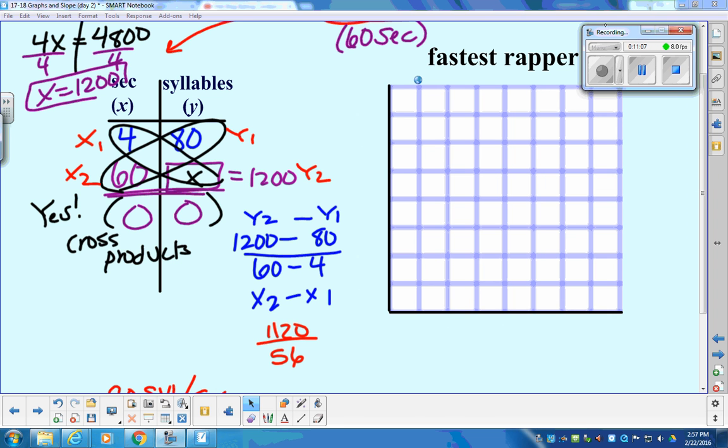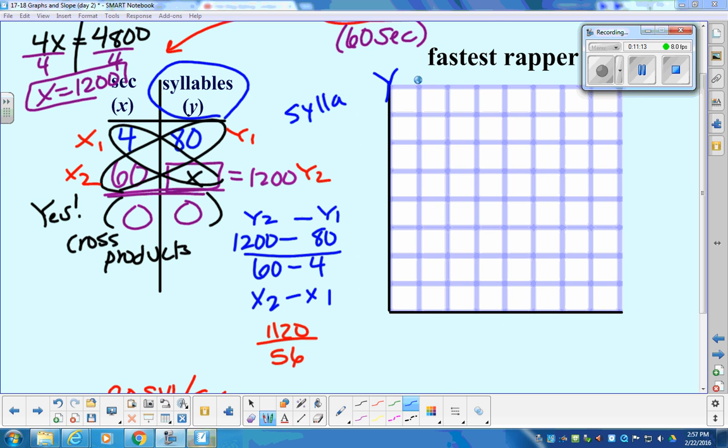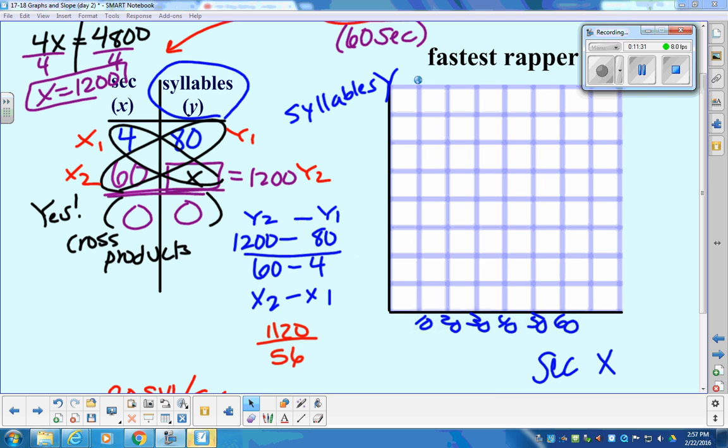And for this fastest wrapper, the y-axis is already labeled for us. It's the syllables. How fast can he wrap? And the x-axis is the seconds. Our seconds range from 0 to 60. So I'm actually going to go by tens on my x-axis. So 10, 20, 30, 40, 50, 60 in measurement in seconds. Go ahead and catch up there.